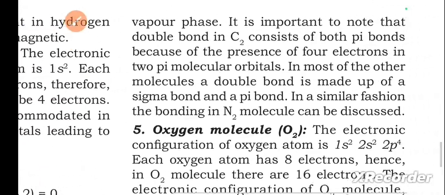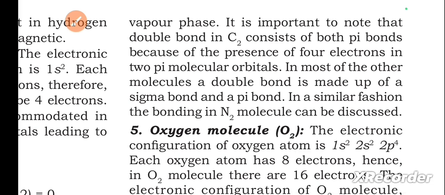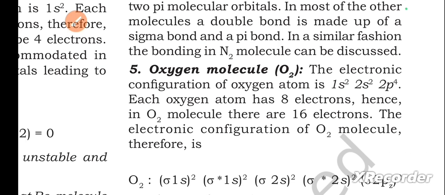in vapor phase. It is important to note that the double bond in C2 consists of both pi bonds because of the presence of 4 electrons in 2 pi molecular orbitals. In most of the other molecules, a double bond is made up of a sigma bond and a pi bond. In a similar fashion, the bonding in N2 molecule can be discussed.